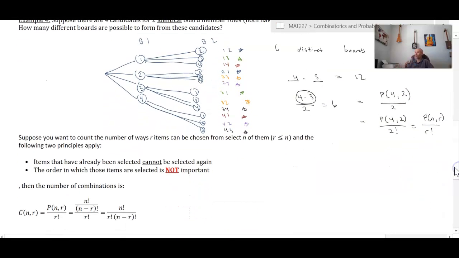So now let's reformulate our statement with an equation. Suppose you want to count the number of ways r items can be chosen from n of them, and that the following 2 principles apply. Items that have already been selected cannot be selected again. The order in which those items are selected is not important, so we don't want to count those rearrangements. So that's going to be called the number of combinations, and the number of combinations of n things choosing r from them is the number of permutations divided by the number of rearrangements.